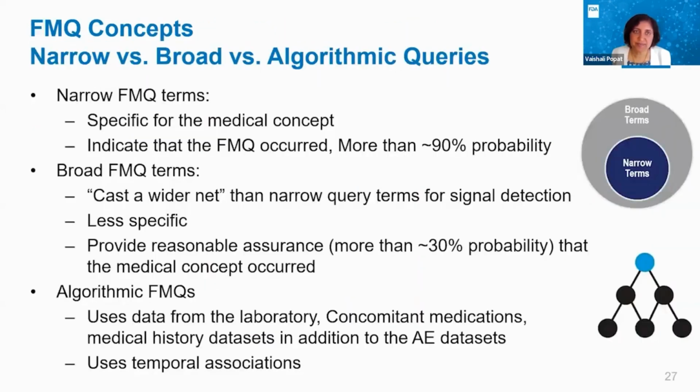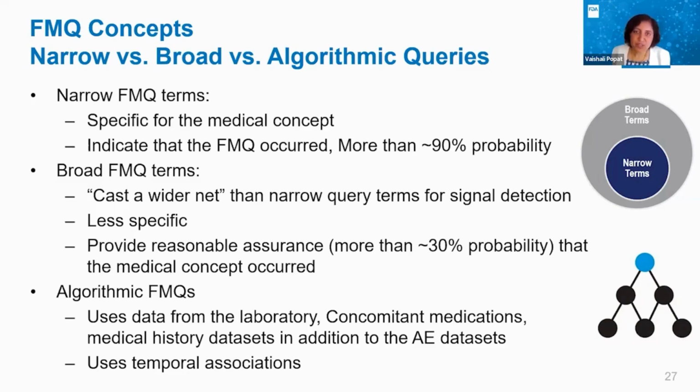Next slide, please. Okay, so the FMQs are designed into narrow, broad, and algorithmic queries. And so let's look at the concept at a high level. So the narrow queries are very specific for the medical concept. So it indicates that the FMQ occurred with more than 90% probability. And we'll look at the ground rules related to this. The broad FMQ terms cast a wider net. And so they are less specific, but they do provide reasonable assurance. So maybe 30 to 50% probability that the medical concept occurred.